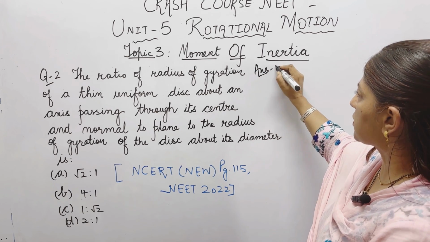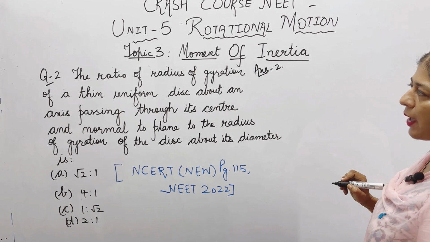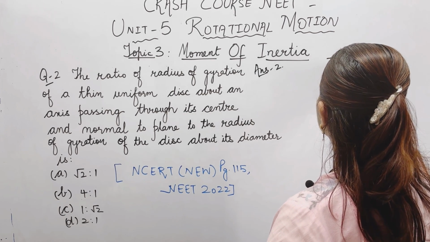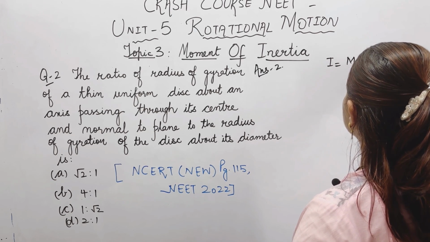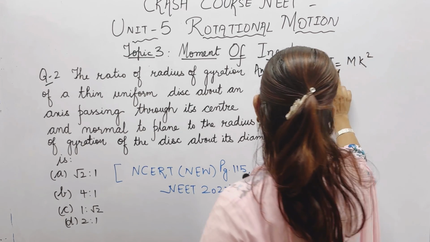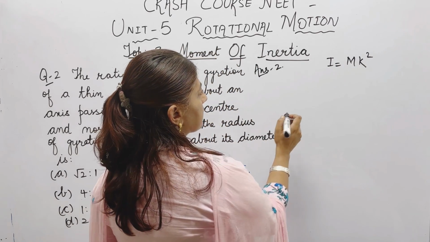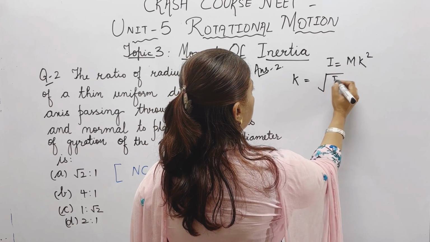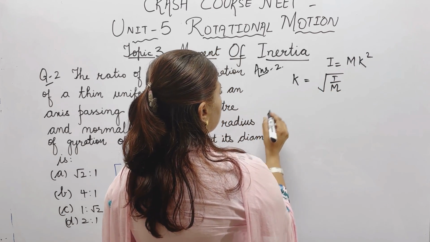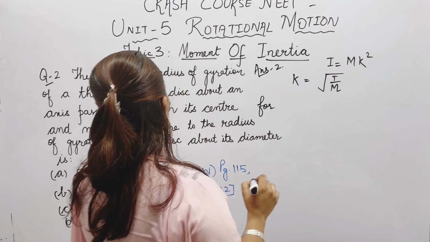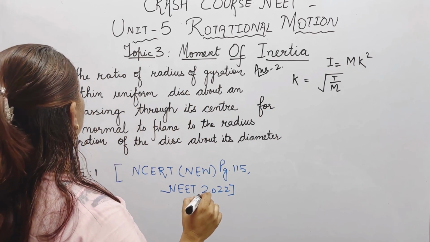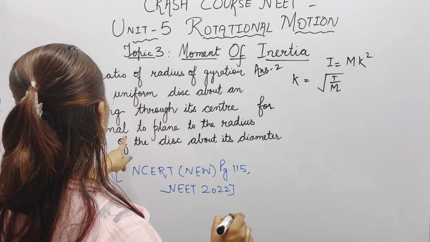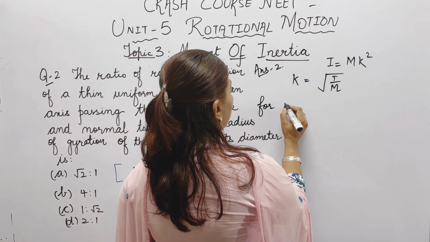To solve this question, first we see what is the relation between the radius of gyration and the moment of inertia. We have I is equal to mk square, where I is the moment of inertia, m is the mass, and k is the radius of gyration. From there we get k is equal to root of I by m. For a thin uniform disk, we will be calculating the radius of gyration for the axis passing through its center and normal to the plane.